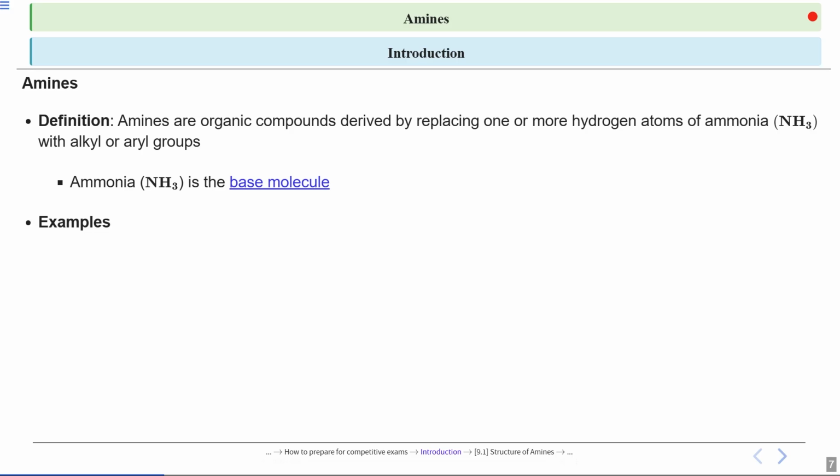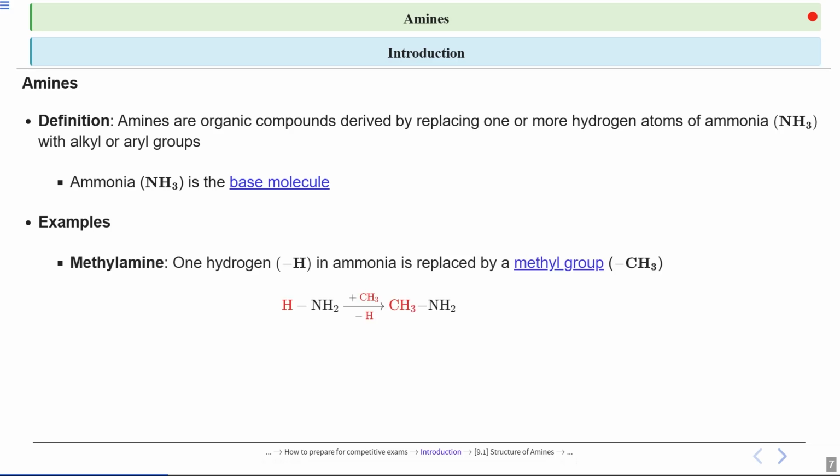Let us take examples which will make your concept more clear. First, we have taken the example of methylamine. Now look here carefully. What is happening in methylamine? One hydrogen in ammonia is replaced by a methyl group, which is CH3. This is ammonia, nitrogen and 3 hydrogen atoms, right? Now I have replaced one of these hydrogen atoms with a methyl group. So now what I get is methylamine.